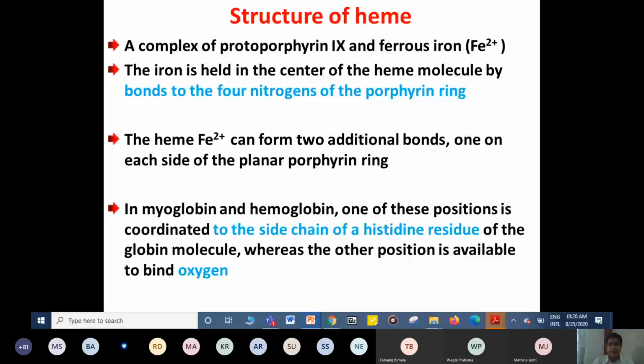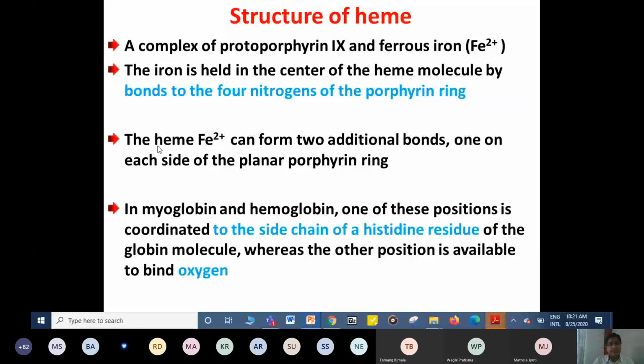Heme is a complex of protoporphyrin 9 and ferrous iron. That means the heme in hemoglobin and myoglobin contains porphyrin, that is protoporphyrin 9, along with ferrous iron, that is iron in the +2 form, Fe2+, and this is known as the heme. Protoporphyrin plus iron is known as the heme. The iron is held in the center of the heme molecule by bonds with 4 nitrogens of the porphyrin ring. There are 4 pyrrole rings, and those four pyrrole rings combine to form the porphyrin ring, and each of the nitrogens joins with the iron.